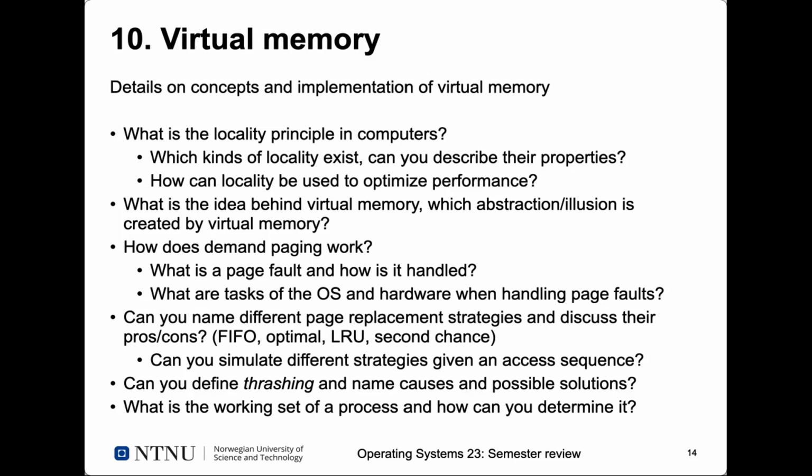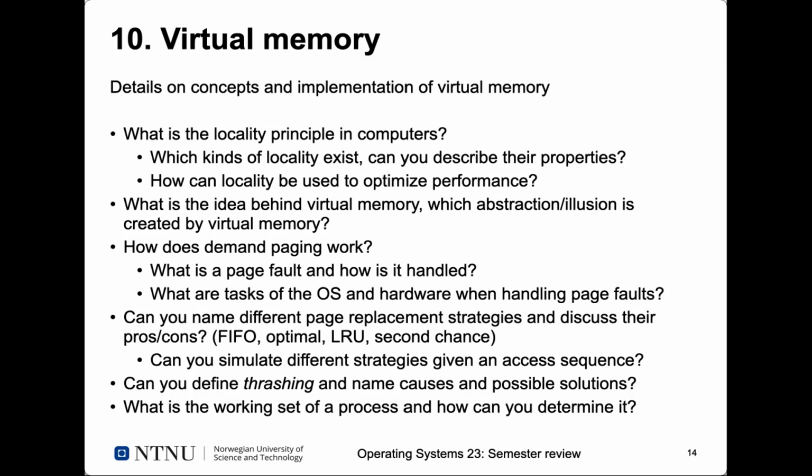You should know how demand paging works, so what a page fault is, what happens when a page fault occurs, what the OS does, and on the other hand, what the hardware does when page faults are handled. And then we discussed page replacement strategies. So if your memory is full and we need to load in a page from our swap space, which different algorithms can we use to replace one page in memory with the page just freshly coming in? So we've seen different strategies like FIFO, optimal, LRU, and second chance.